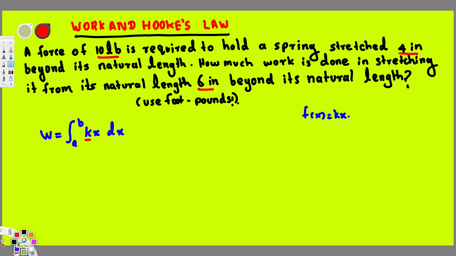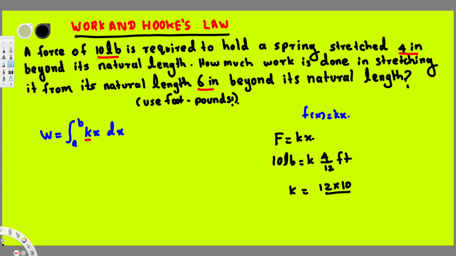Since they have given the force, we know that in a spring system, to find the force, we use this equation: F is equal to kx. K is what we are trying to find. F is provided, that is 10 pounds. So 10 pounds is equal to k, and x is the stretched distance. This is 4 inches, but in the foot-pounds system we have to use feet instead of inches. To convert inches into feet, we divide by 12, and that's going to give us feet. Now if you rearrange this, k is equal to 12 times 10 divided by 4. This is going to give us 30, so 30 pounds per foot. That's going to be the spring constant.